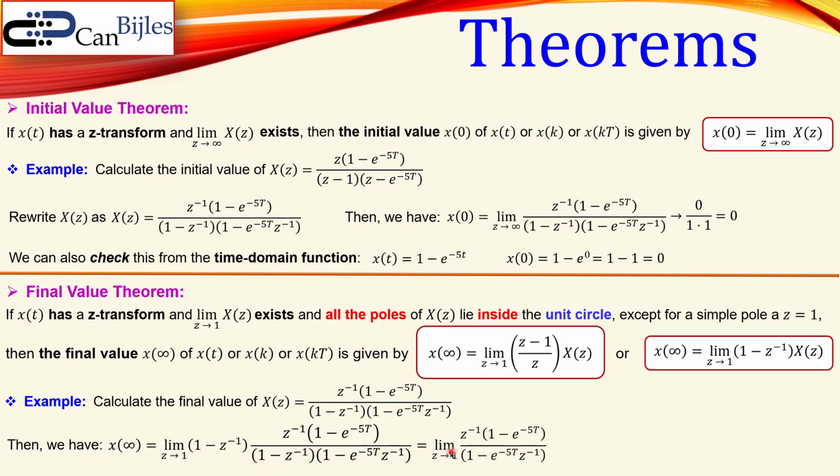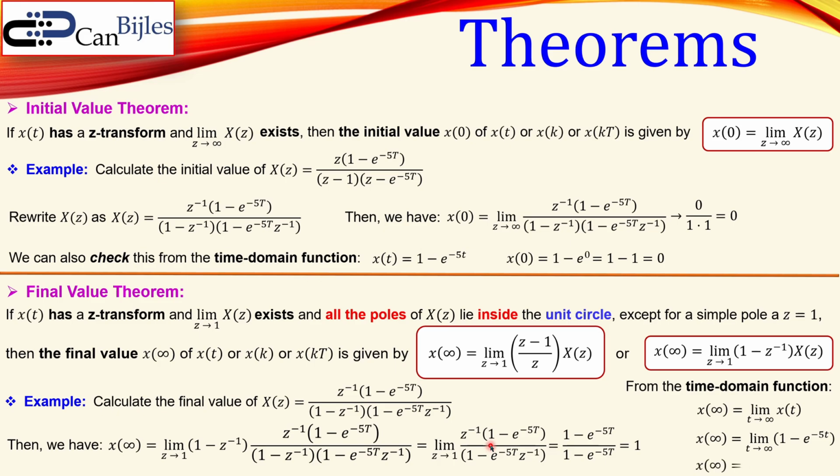What happens next? Now we need to let z approach 1. That means 1 over 1 here, and there is also 1 over 1 here. So I get exactly the same result as before, which is 1 minus e to the power minus 5t over the same result, shown here, which is indeed, again, 1. So the time function also gives the same result.